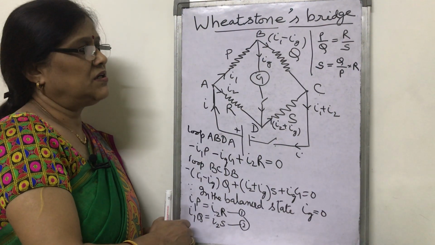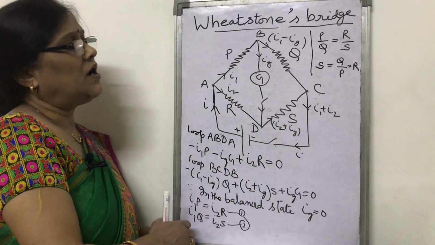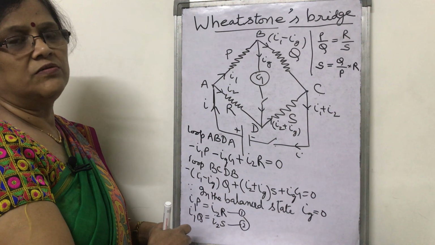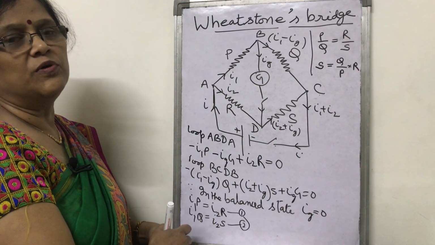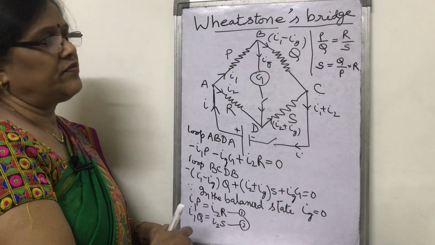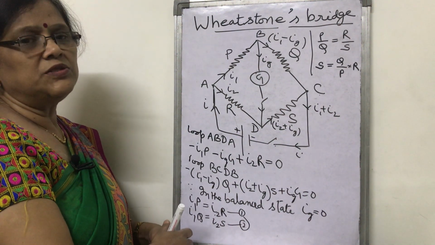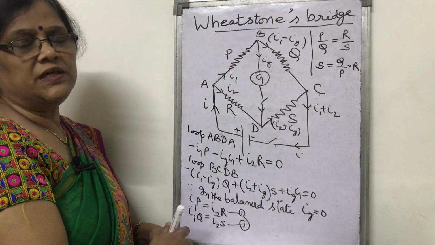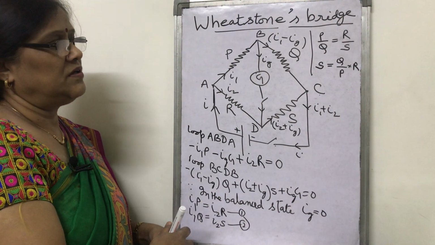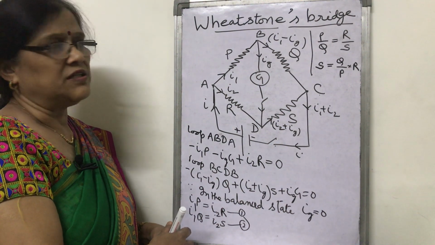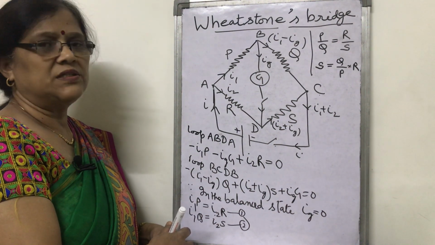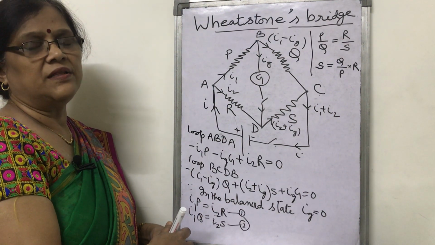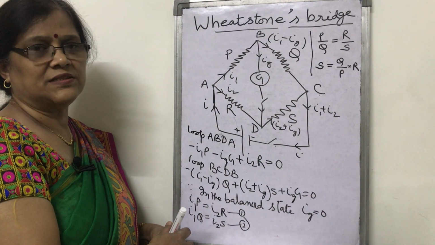And the last question: how can the bridge be made most sensitive? If the relative values of all four resistances are of the same order, then the bridge is said to be most sensitive. So I think you must have understood the principle of the Wheatstone bridge, its sensitivity, and why this method is better than other methods of measuring resistances. Thank you.